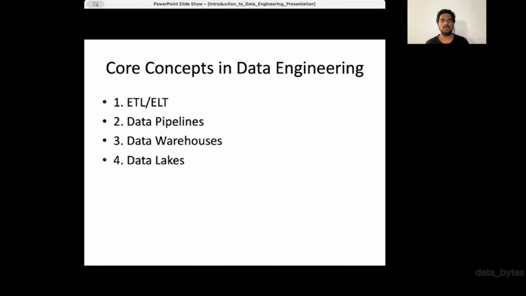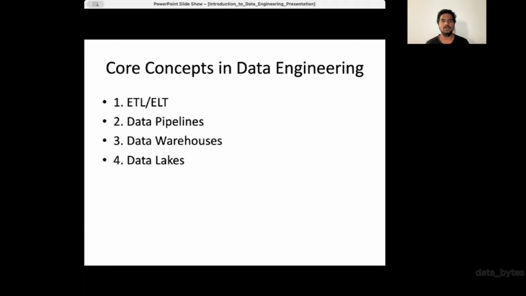Now coming to the core concepts in data engineering, we have ETL, ELT, we have data pipelines, data warehouses, and data lakes. So ETL is defined as extract, transform, and load, and ELT is also similar to ETL. It is extract, load, and transform. So here ETL means initially you collect the data, right? The data is extracted from various sources and then it is transformed and then it is loaded into a storage solution like a data warehouse. So here most commonly ETL is used by structured data.